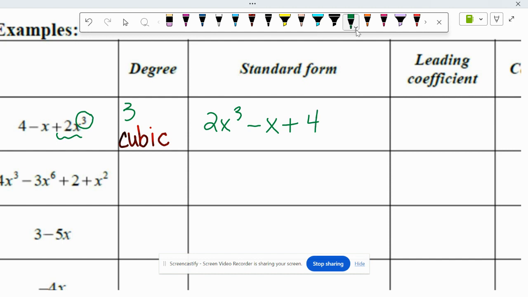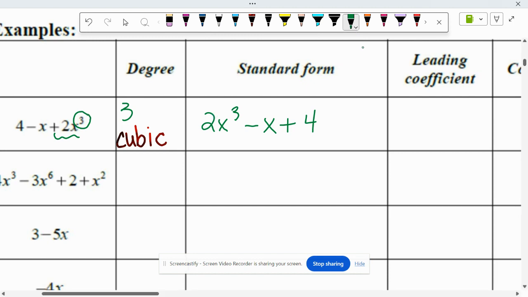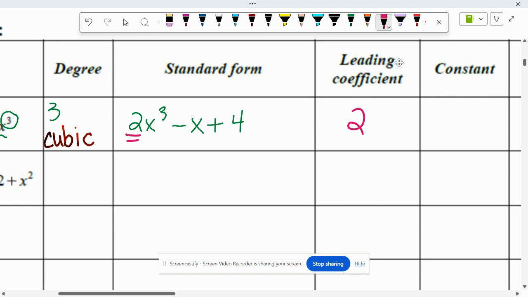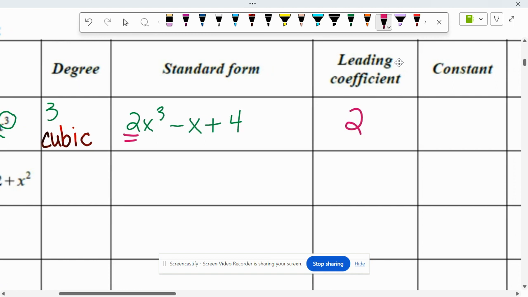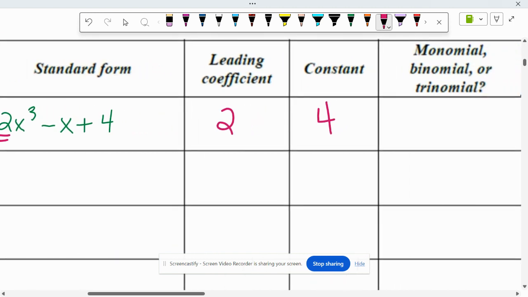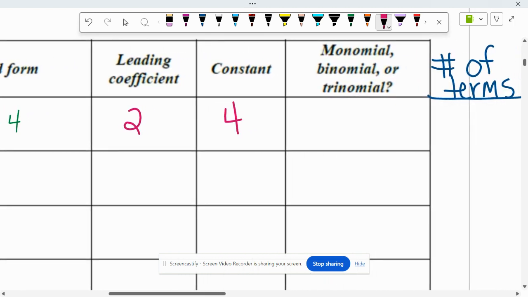Leading coefficient. What is the leading coefficient? 2. So it's the number that's attached to the leading term, and our leading coefficient is 2. Good job. What is the constant? Remember, a constant is a number that's all by itself. What is the constant? 4. Good job. So how many terms does this have? It has 3 terms, which means it's a trinomial.